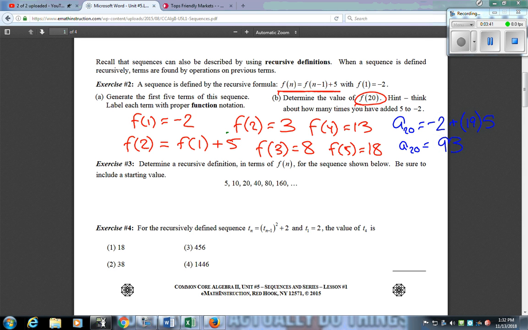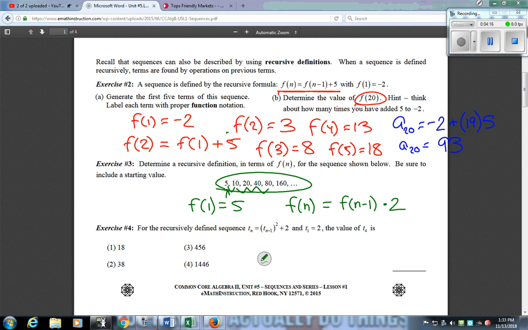Now for the next one, we're just going to do exercises 3 and 4. For a recursive definition for f of n, what you want to do for this set of numbers is start by writing down the first term. So we know f of 1 is going to be 5, because that's the first number in our sequence. And then to get each next number, you would take the number before it, which we would write as f of n minus 1. Then you want to find the pattern. In this case, to get from 5 to 10 and 10 to 20, you multiply everything by 2. So times 2 for that one.